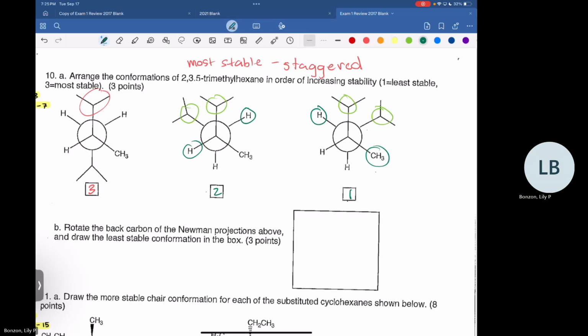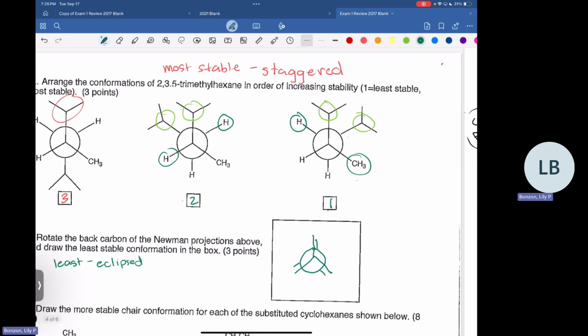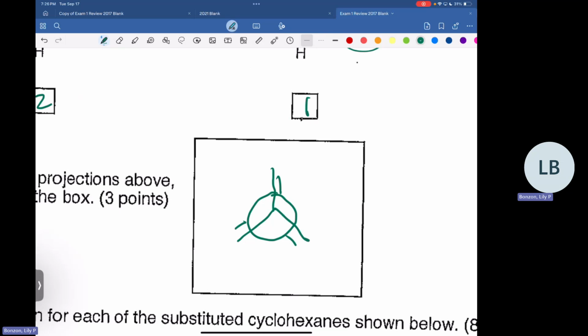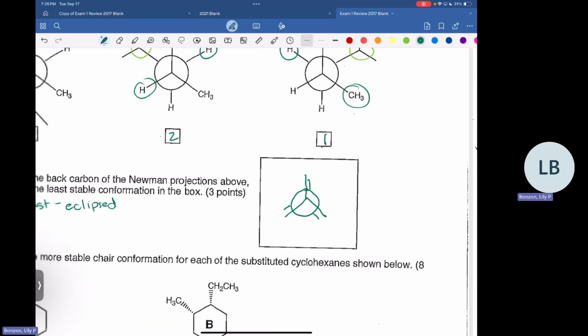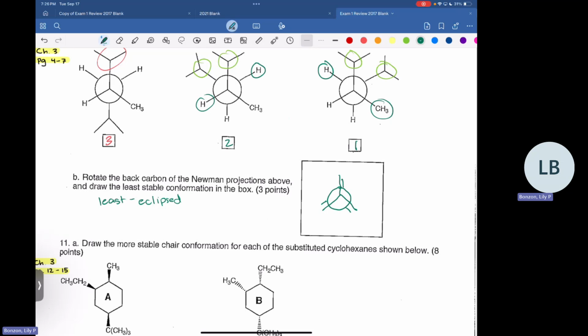And then now we have to draw the least stable conformation in the box. So again, for stability, the most stable is going to be staggered, when they're in between each other. The least stable is going to be eclipsed, when they're directly next to each other. So we're going to want to draw an eclipsed conformation. The first thing that I would do is just draw out the little three spokes of the wheel. And then we want them to be in the eclipsed conformation. So I'm just going to draw it like that. So we have the front bond and then we have the back bonds that are in the same spot. And then for the least stable conformation, we're going to want to put the biggest groups next to each other.